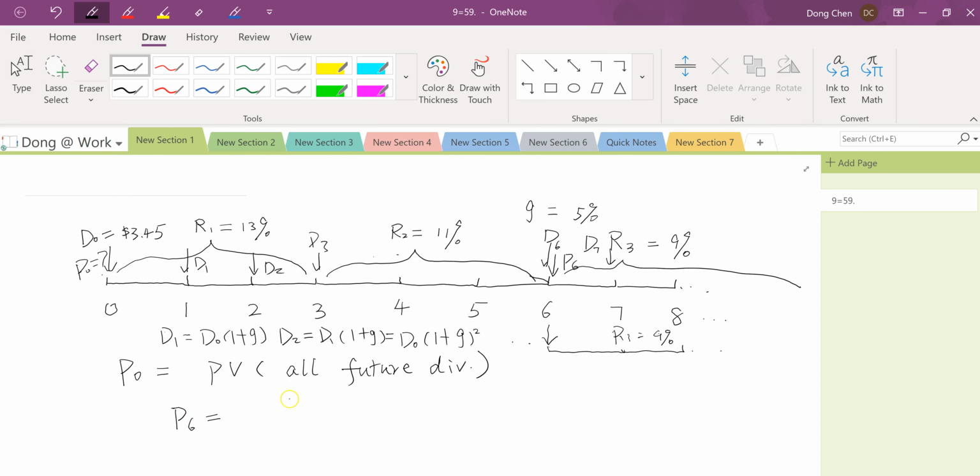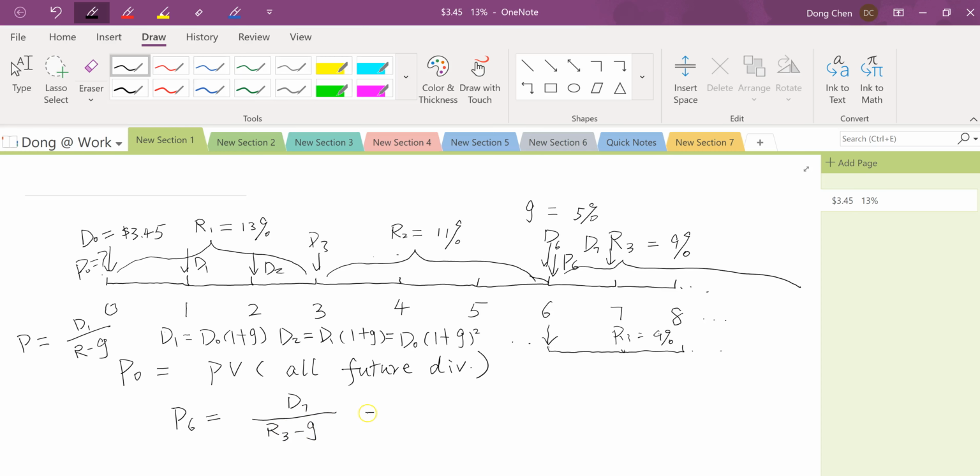P6 is D7... Remember, the formula is P0 equals D1 over R minus G. D1 is the next period dividend over R minus G. So the numerator here needs to be the next period's dividend. Next period relative to 6, that's 7. So divided by R3 minus G.